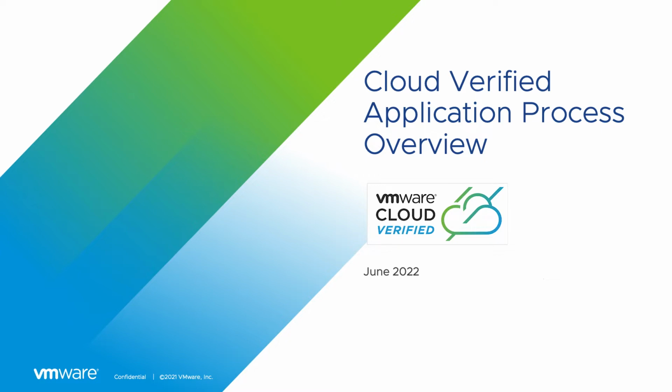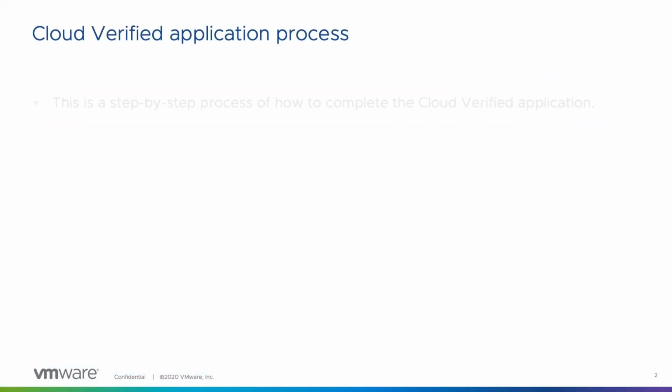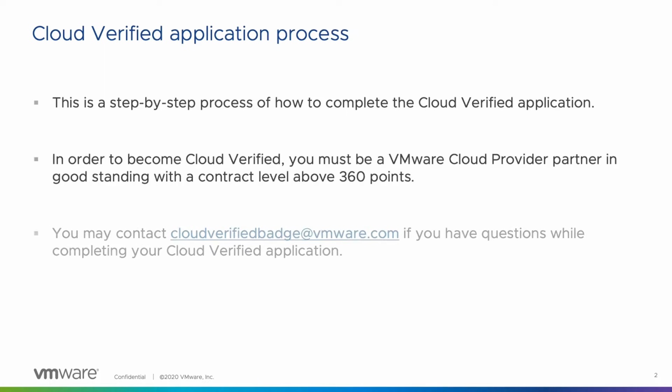Today, we will be walking you through the step-by-step process of how to complete a VMware Cloud Verified application. Please remember that in order to begin this process, you must be a VMware Cloud Provider partner in good standing with a contract level above 360 points. You can contact Cloud Verified Badge at vmware.com if you have any questions at all while navigating through this process.